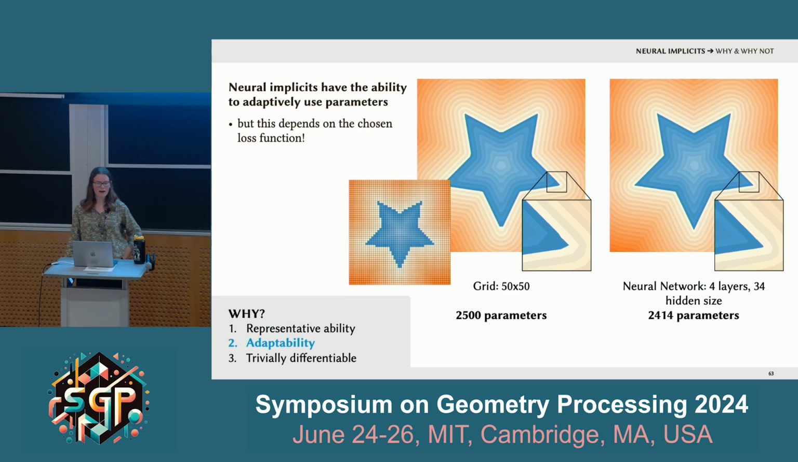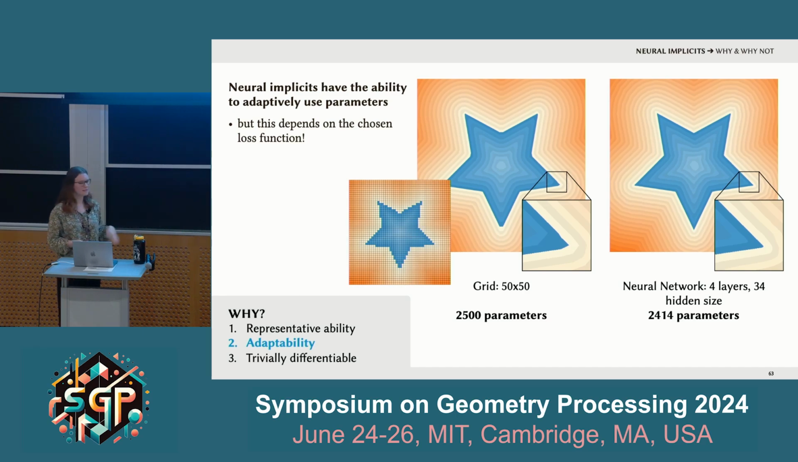A second benefit of neural implicits is that they have some ability to adaptively use the parameters in the geometric space that's more important. But it's important to note this depends on choosing a good loss function. You can think of this like a simple grid. The parameters are laid out in this very regular way geometrically. We can't decide where they go, but in the neural network, they're going to be used wherever they can be to best minimize the loss.